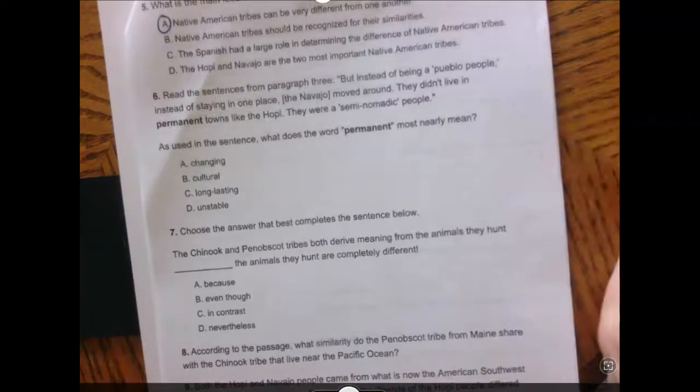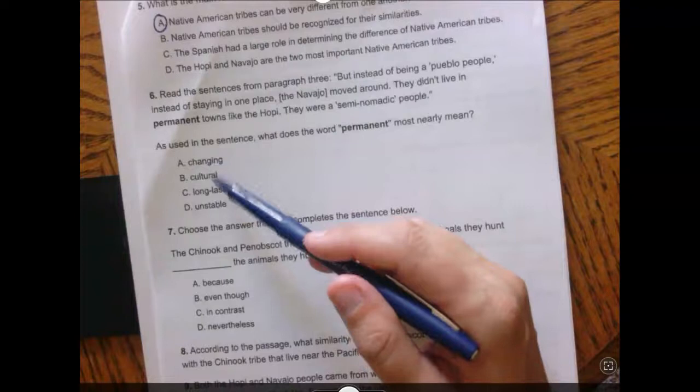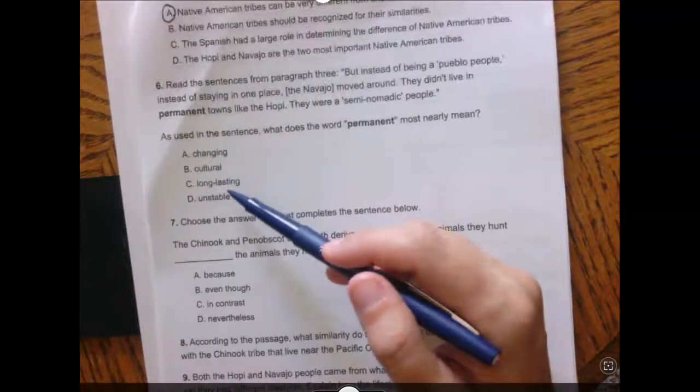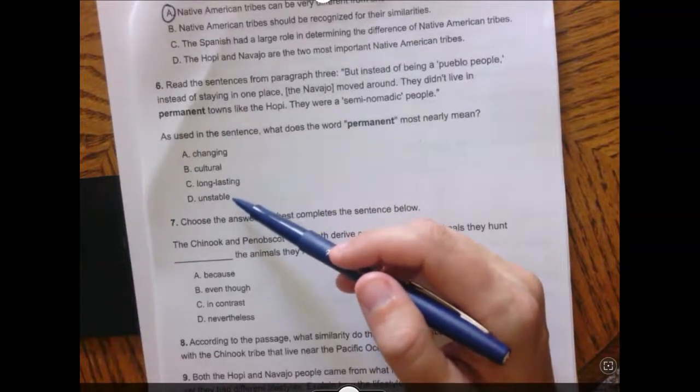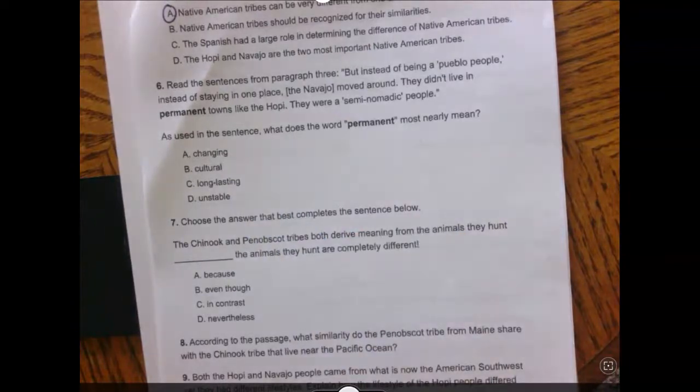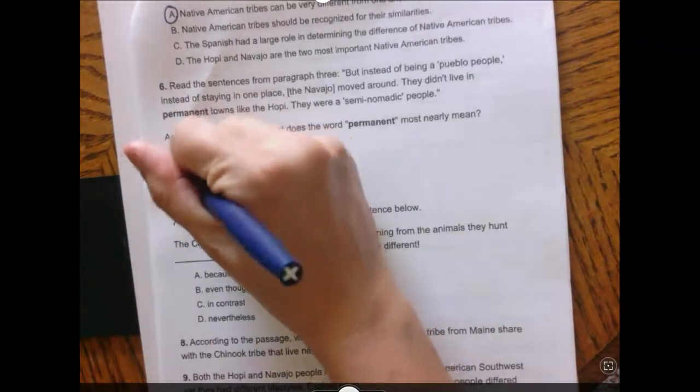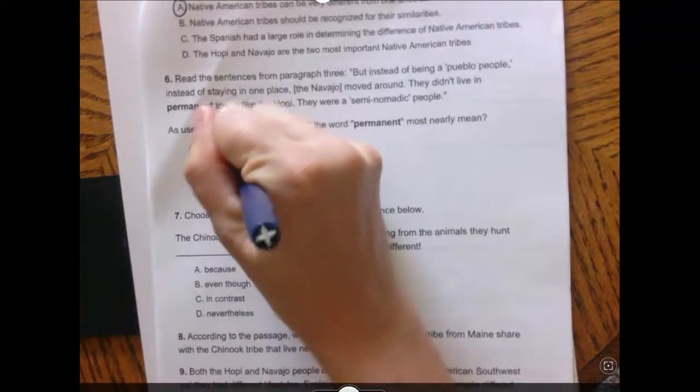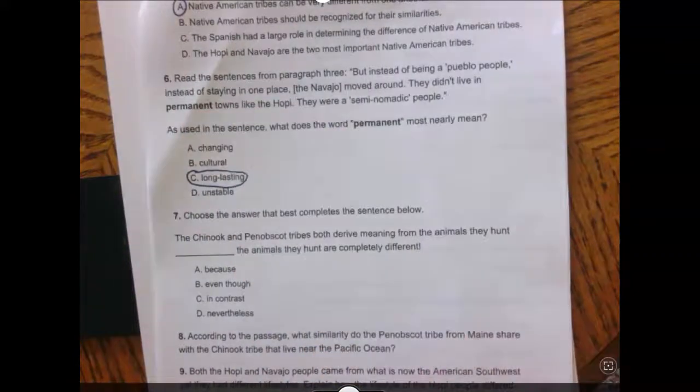So what is permanent? If something is permanent, does it change? Is it cultural? Is it long-lasting? Or is it unstable? So if something's permanent, that means it's probably going to last a really, really long time.